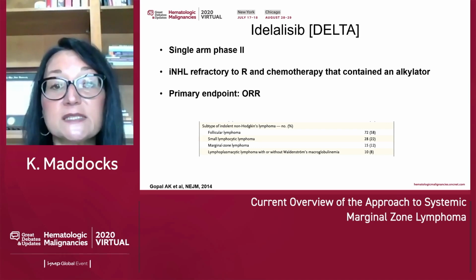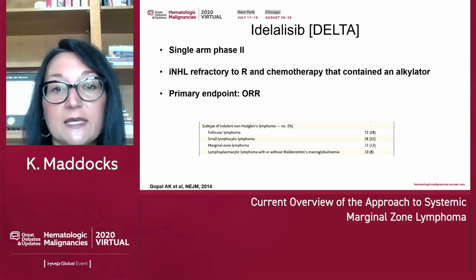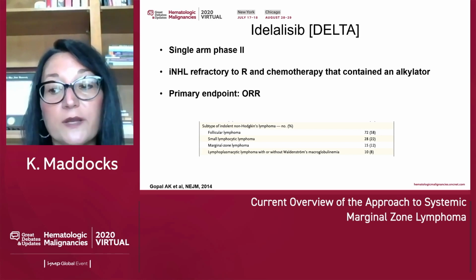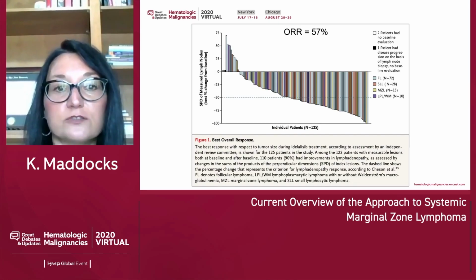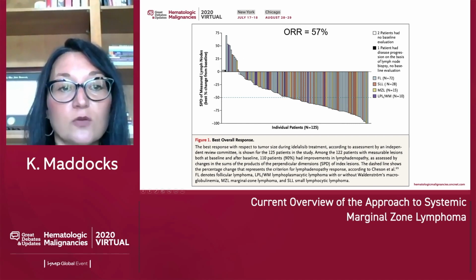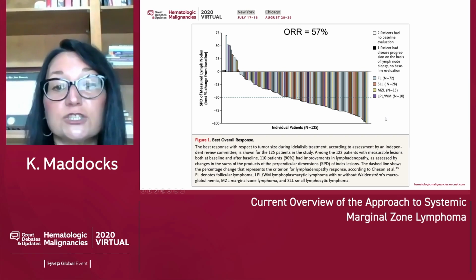So idelalisib, this is a PI3K delta inhibitor. A single-arm phase 2 study was conducted in patients with indolent non-Hodgkin's lymphoma who were refractory to rituximab and chemotherapy. The primary endpoint of this study was overall response rate. And again, close to 15% of these patients had marginal zone lymphoma. The overall response rate was 57%. And as you can see, the yellow line here is the marginal zone lymphoma patients. So the majority of patients with marginal zone lymphoma did respond to this therapy.